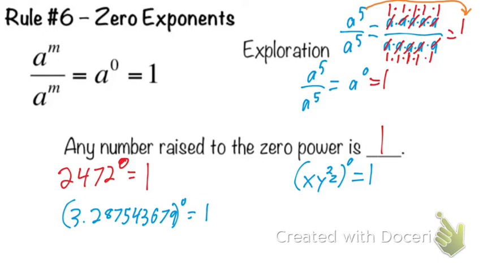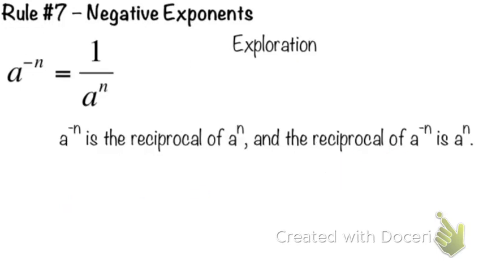Let's talk about negative exponents. Uh-oh. Negative exponents. A to the negative nth is the same thing as 1 over a to the nth. Let's explore this. So let's say we have a to the second over a to the fifth. Write this down. We have a to the second over a to the fifth.